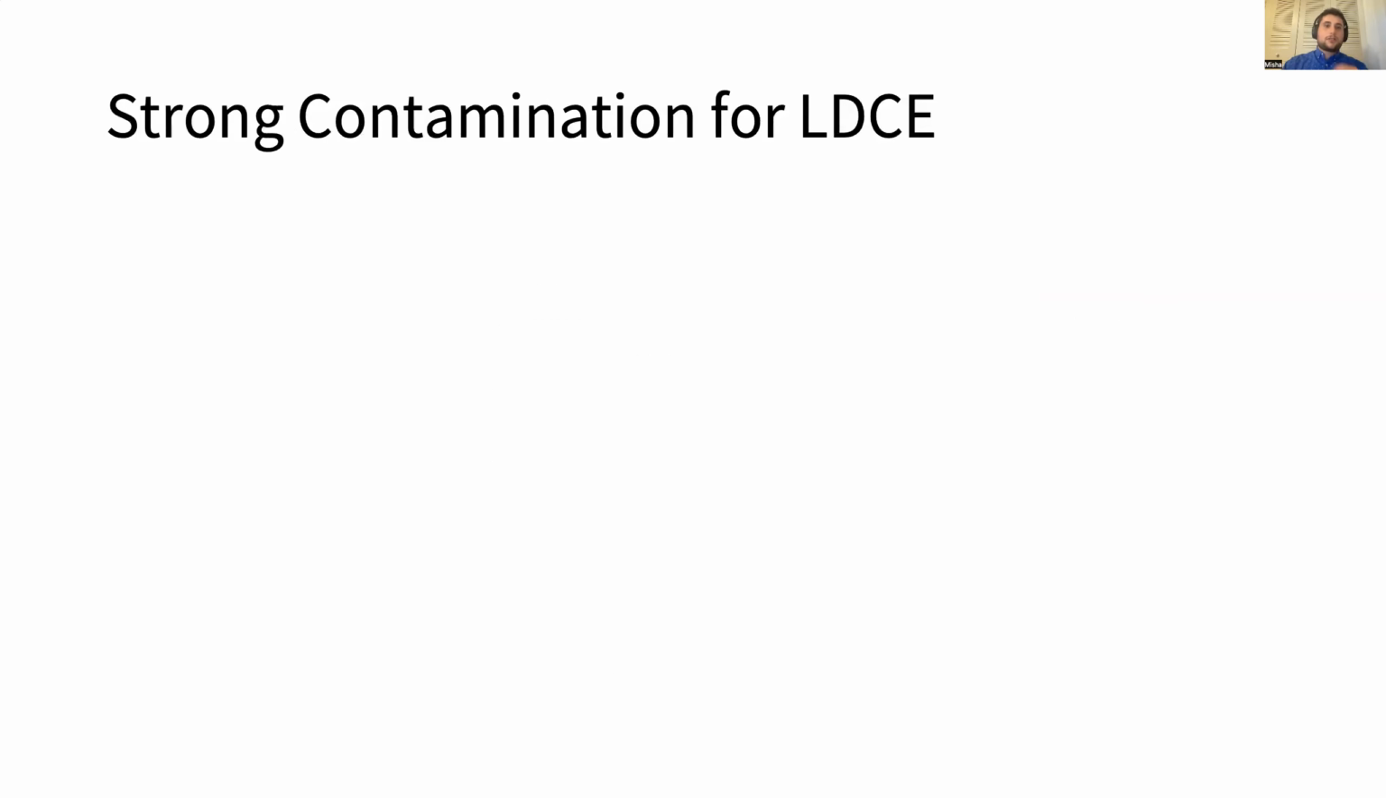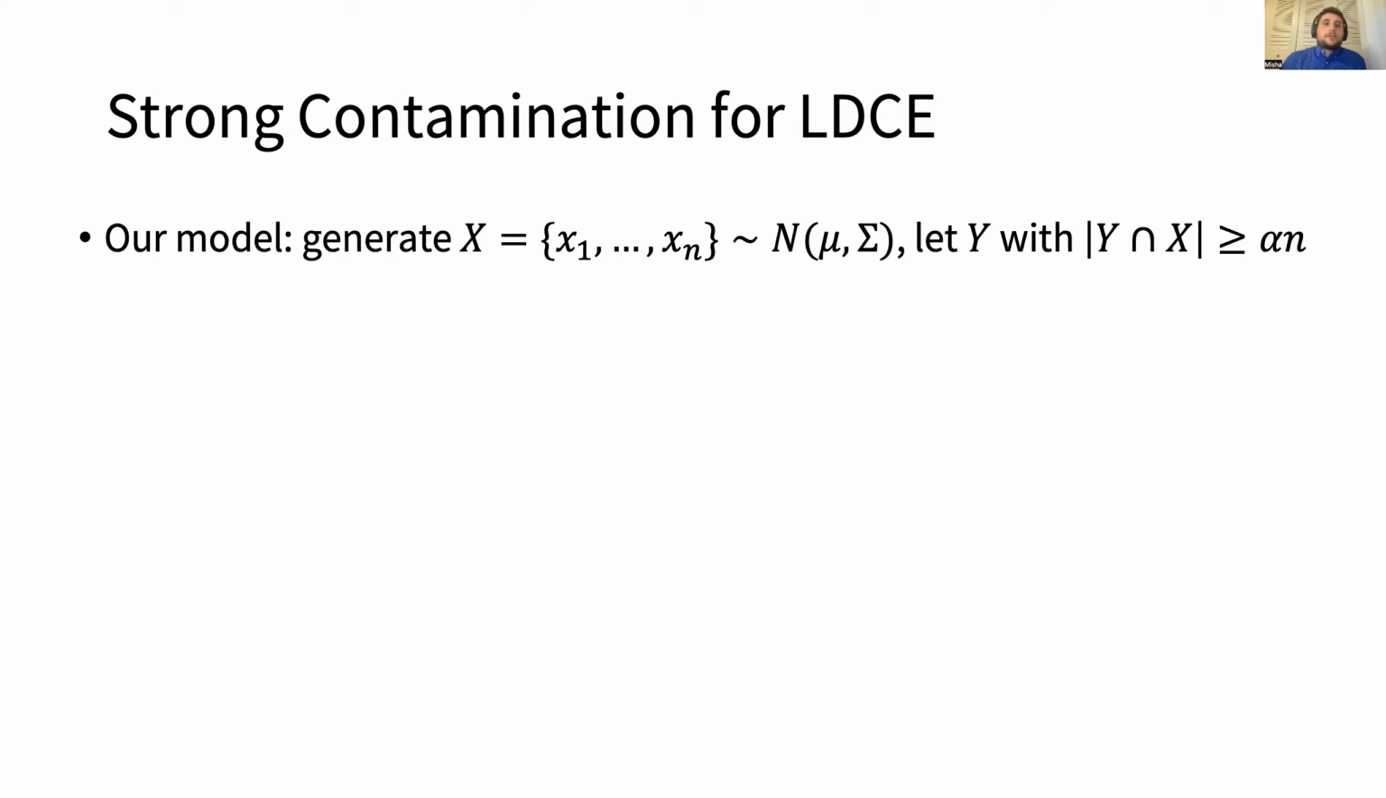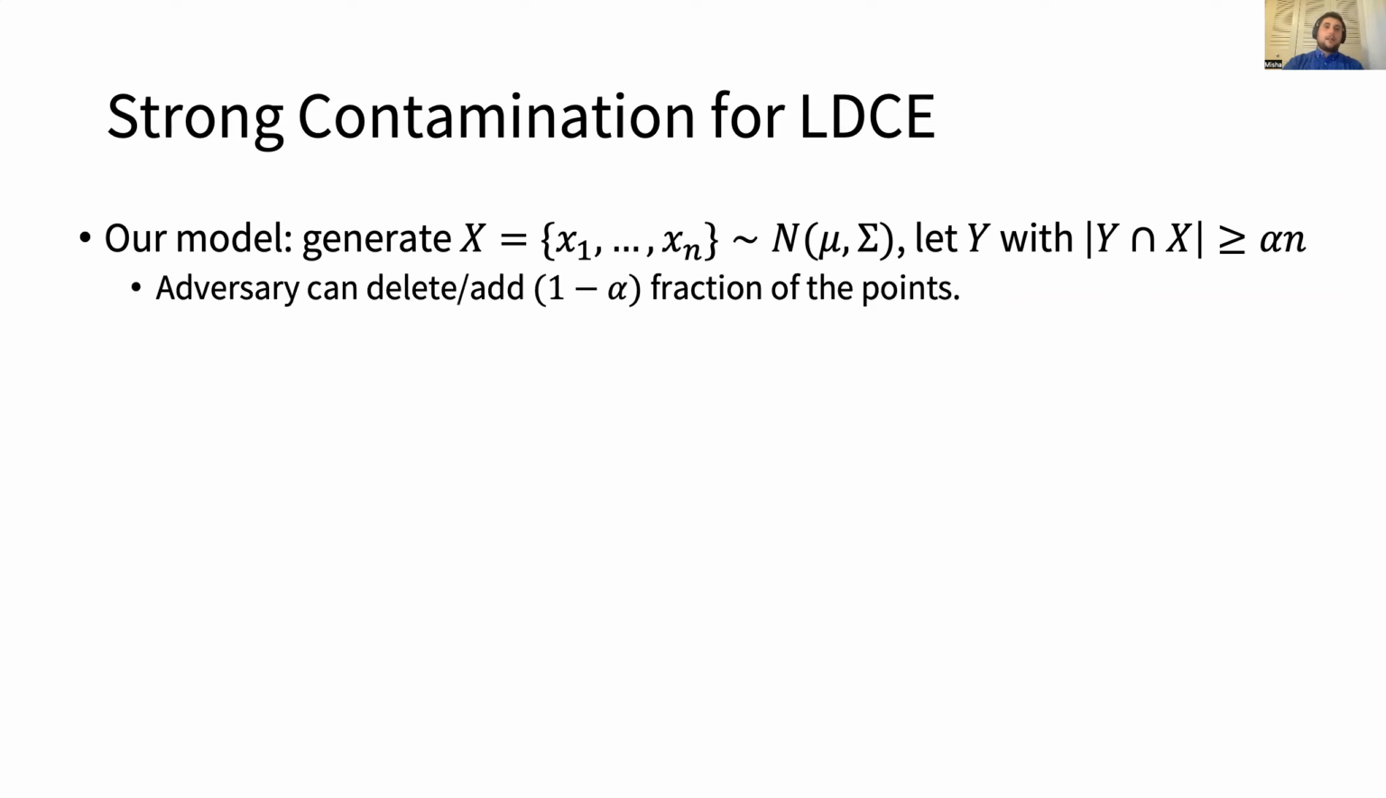So one additional element for our result is the notion of strong contamination. Our model is as follows. We're going to generate some hidden x, which is sampled from a normal with mean mu and covariance sigma. And then we're going to let y be arbitrary and adversarially chosen such that y intersect x is at least an alpha fraction of x. One thing to note here is that the adversary can delete or add a 1 minus alpha fraction of the points.